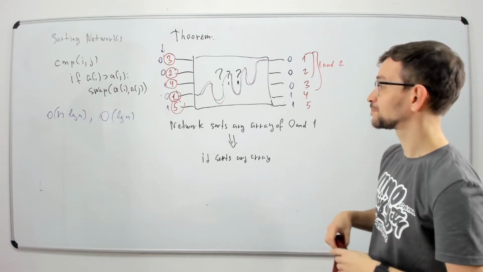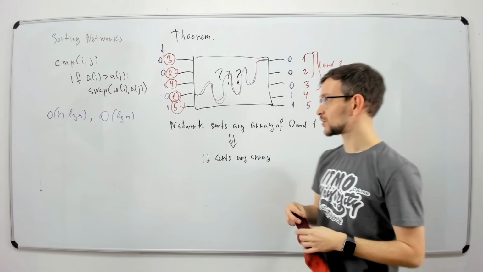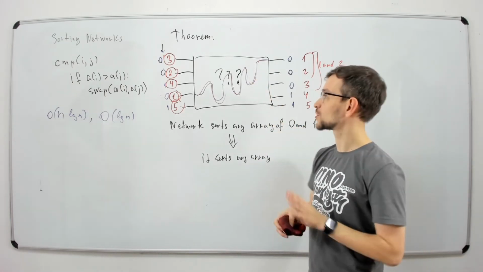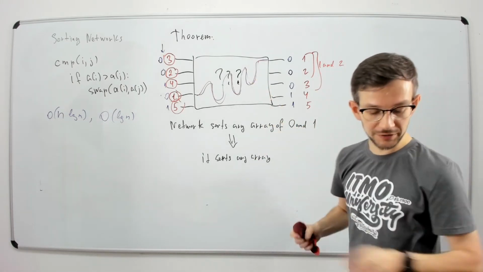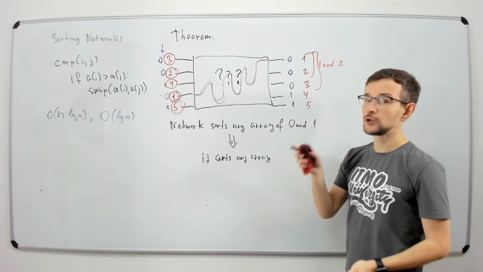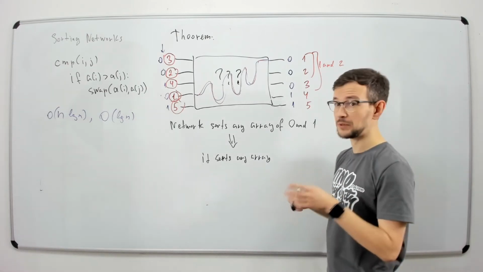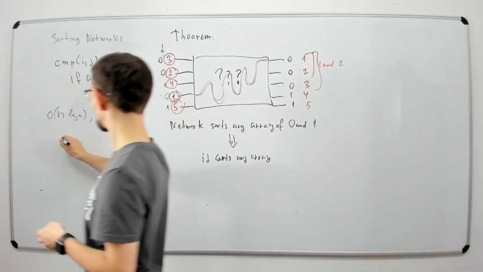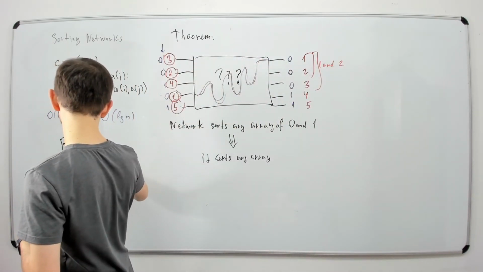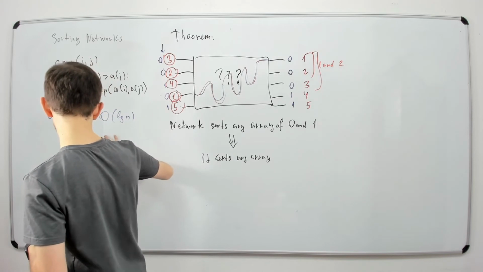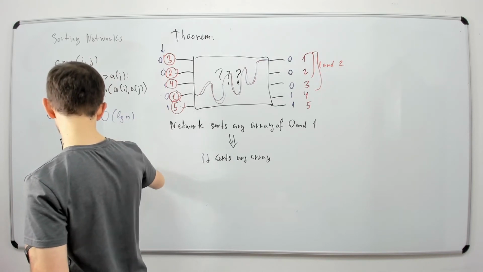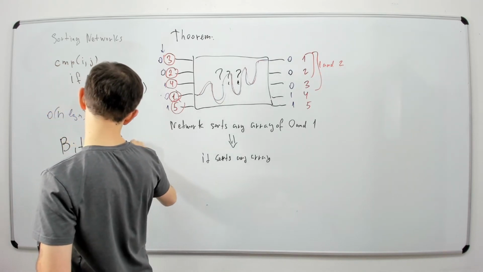Okay, the final step. Now we'll build the correct sorting network. To build the optimal sorting network, we'll use the sorting algorithm called bitonic sort.